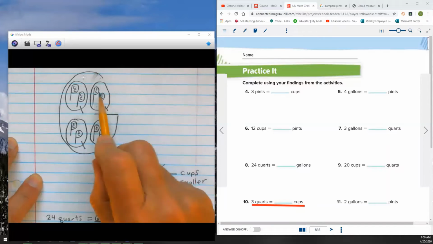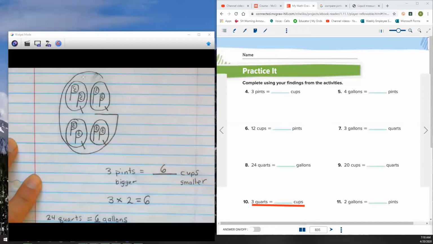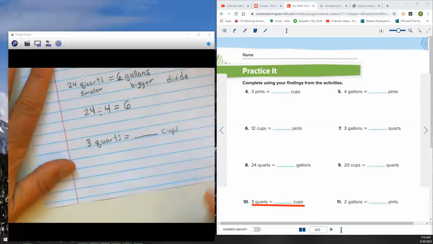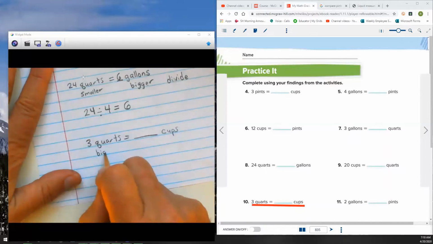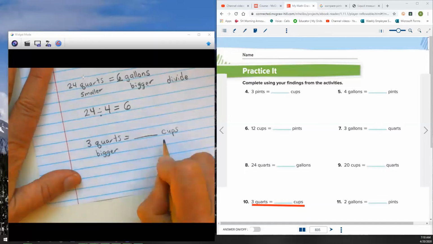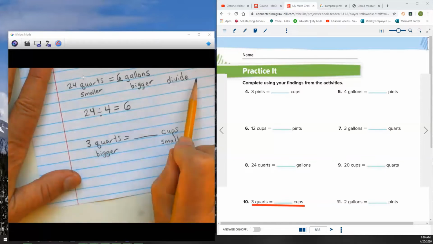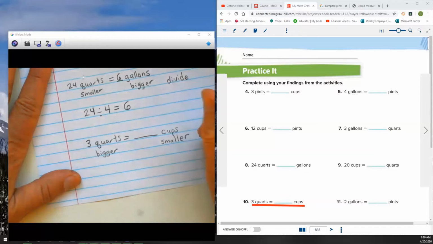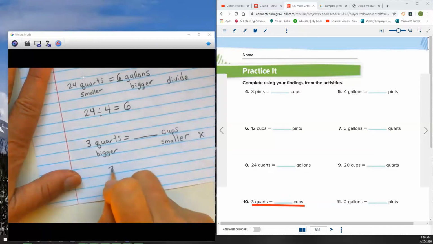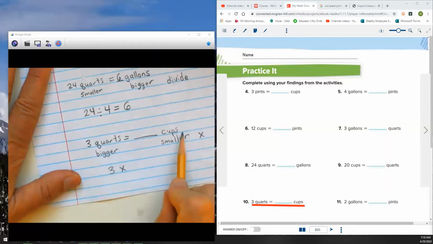So these little C's are cups. That means that cups are smaller than quarts. So I'll be going from a bigger unit of measurement to a smaller. And I know that when I go from smaller to bigger, I divide. So when I go from bigger to smaller, I multiply. So what I'll do is take my 3, which is the number of quarts that I have, and multiply that by the number of cups that are in 1 quart. Let's go up to my chart.